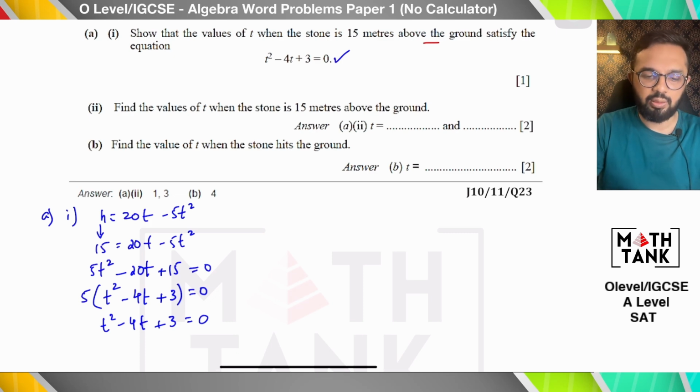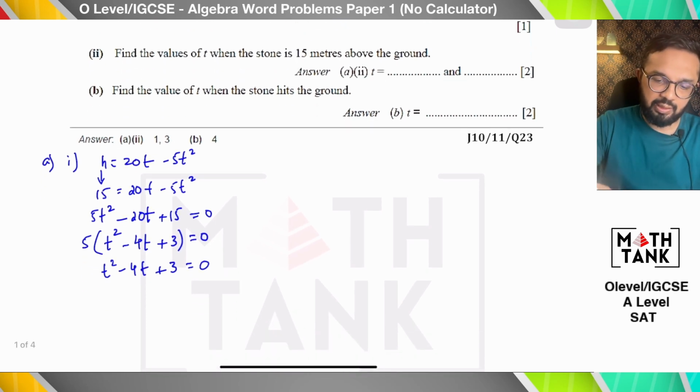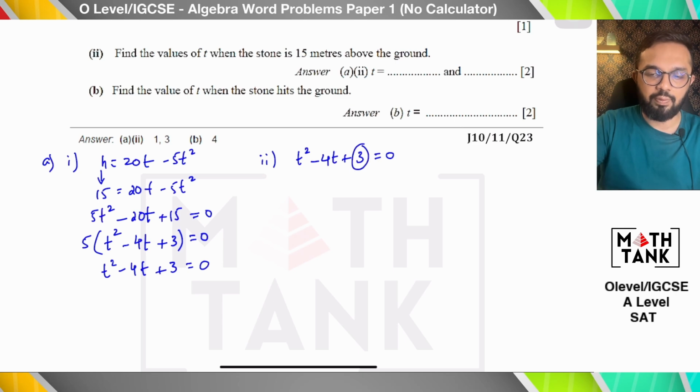So that's one mark. Then it says find the values of t when the stone is 15 meters above the ground. What I need to do is solve this equation further. So I will factorize this. I need to look for factors of 3. That's just 1 into 3. So I need to arrange them in such a way that I get minus 4. So I'm going to say minus 3t minus 1t plus 3 equals 0.